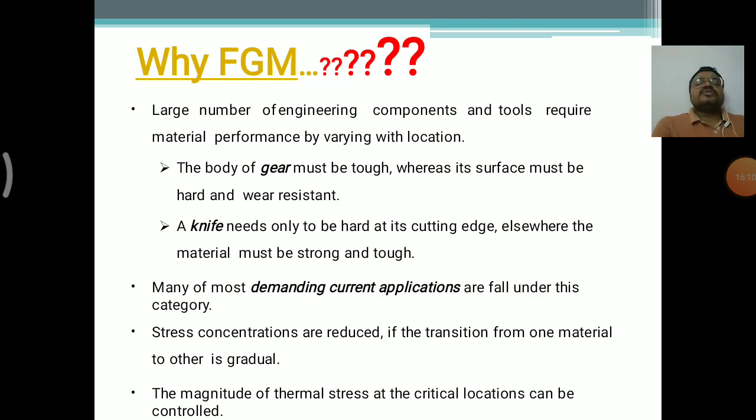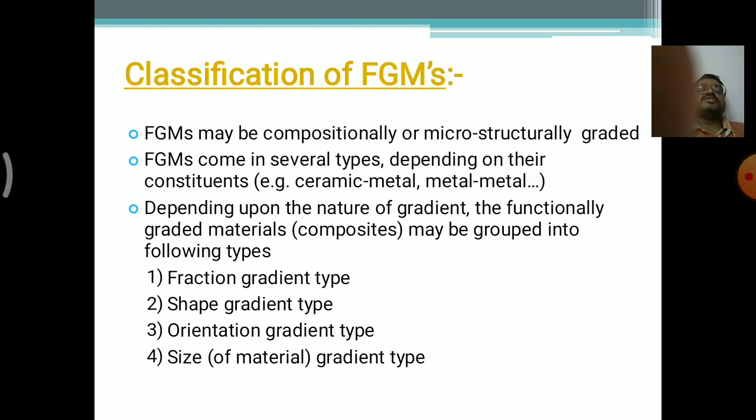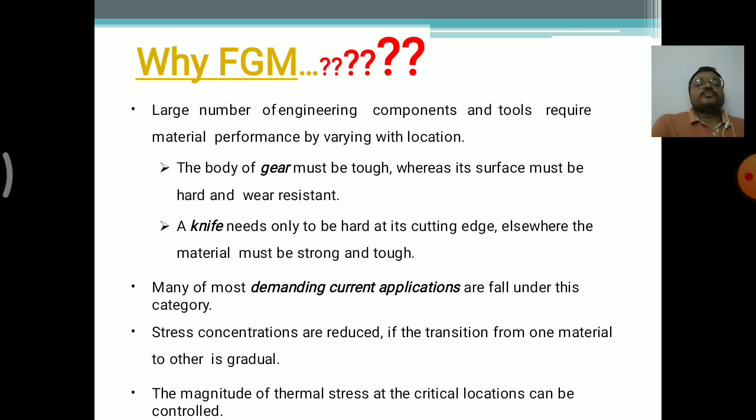Next, why are we using these FGMs over composite materials, alloys, other metallic phases, pure metals or non-metals? Why are we using FGMs in larger quantities? A large number of engineering components and tools require material performance that varies by location. We have already discussed the structural basis of the FGMs. When we have to define a property in a particular section, we add that property in that particular section. In composites, we are not doing that in a direct way. We mix or add materials only as reinforcements, but in FGMs we add the property in the defined structure.